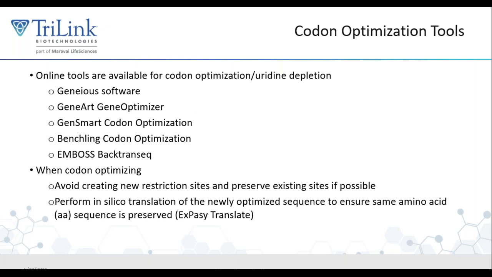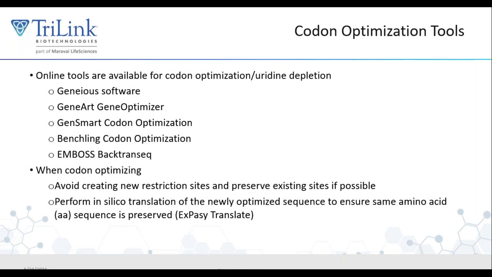So I mentioned previously that there are several online tools for codon optimization, and these are some of the most popular and efficient methods that we've found. Some of the tools that we recommend are Geneious Codon Optimization Software, GeneArt Gene Optimizer, GenSmart Codon Optimization, Benchling Codon Optimization, and EMBOSS BackTranseq. When using each of these tools, you have the option to specify your target system you would like to optimize towards. Most of us working in the therapeutic landscape will be optimizing towards mammalian cell systems, and often with some of the software, you can specify this even further to different cell systems. Also, if you're interested, there are sometimes options to choose different cell systems, such as amphibian cell systems, zebrafish, and so on.